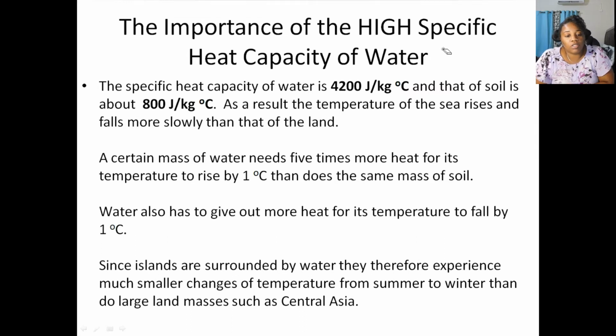Water also has to give out more heat for its temperature to fall by 1 degree Celsius. So again, it goes back to the fact that the temperature of the sea water rises and falls more slowly than that of the land. Since islands are surrounded by water, they therefore experience much smaller changes of temperature from summer to winter than do large masses such as Central Asia.